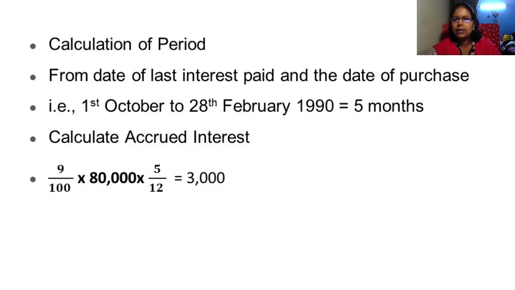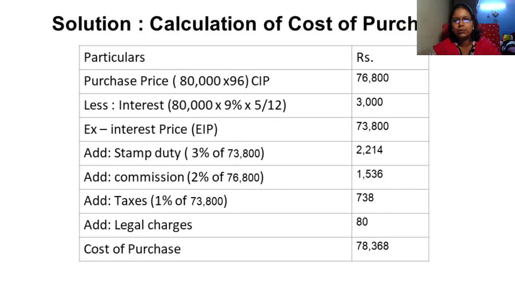So how do you calculate? 80,000 is the actual nominal value of the loan into 9/100% of interest into 5 divided by 12. 5 months out of 12 months, 5 months. So what is the interest? 3,000. So you have to minus it from the purchase price. When you're purchasing, you have to minus the interest. Whatever you're getting, 73,800, is nothing but your ex interest price.